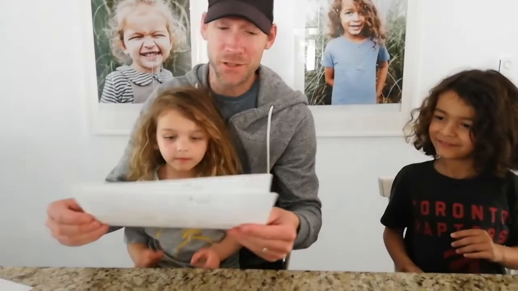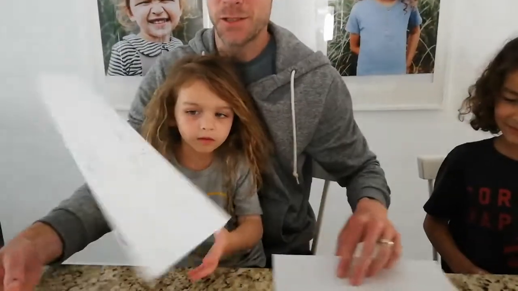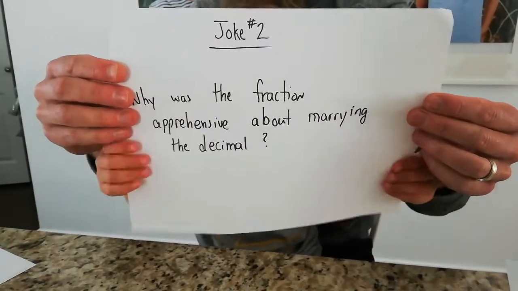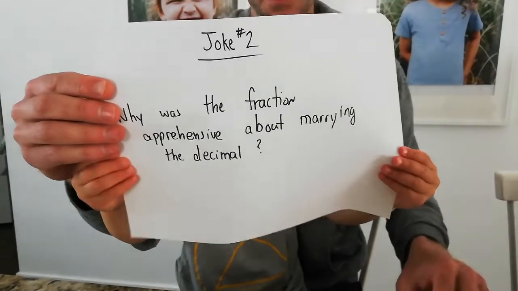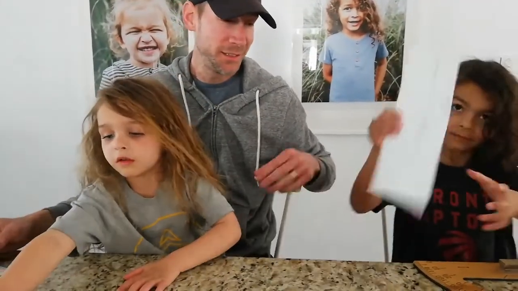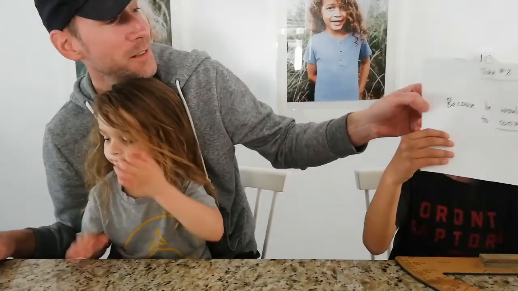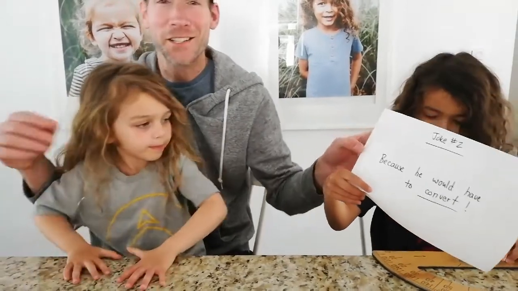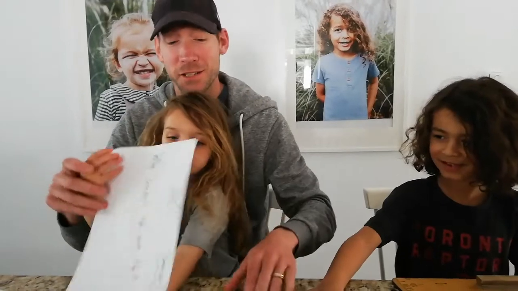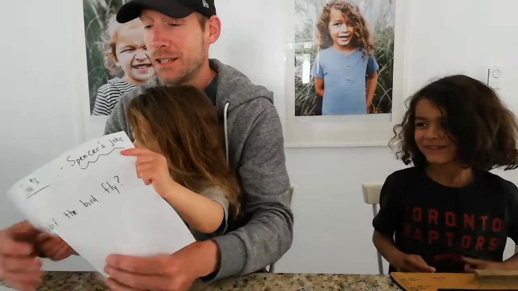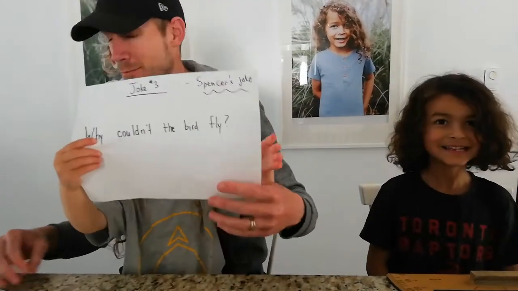Joke number 2. This is another very witty joke. Let's see if you guys can get this one. Joke number 2 comes to you from Ava. Why was the fraction apprehensive about marrying the decimal? Because he would have to convert. Fractions convert to decimals, decimals to fractions. Good jokes, guys.